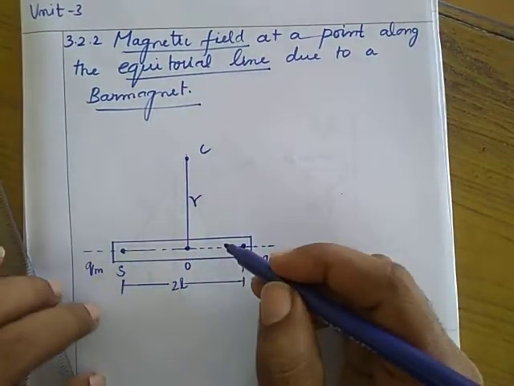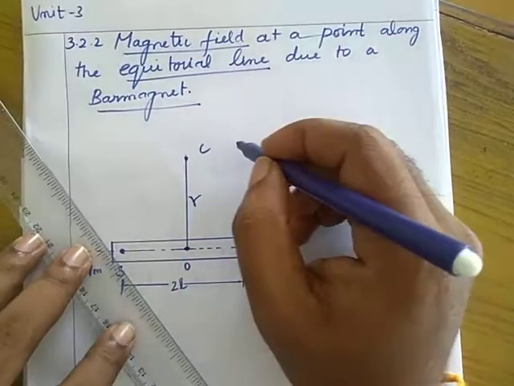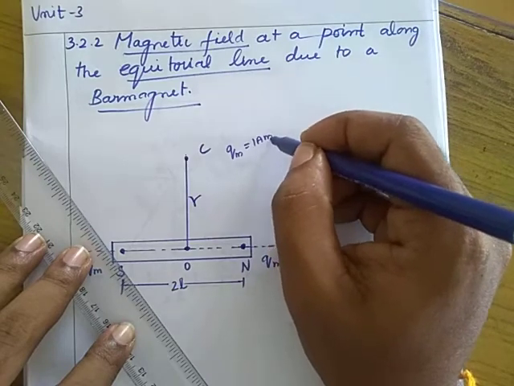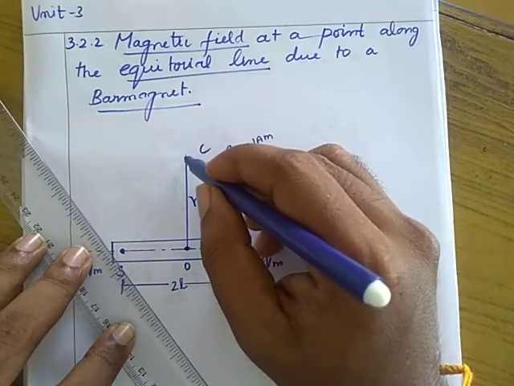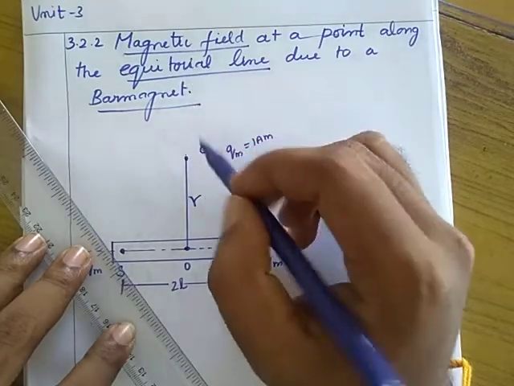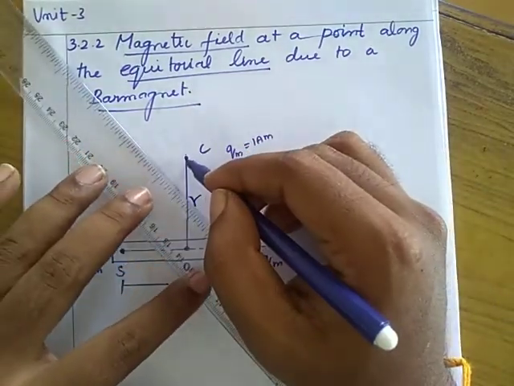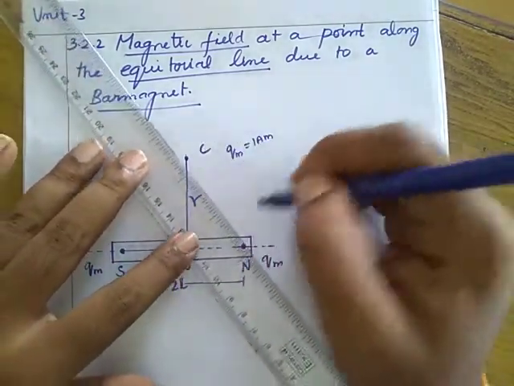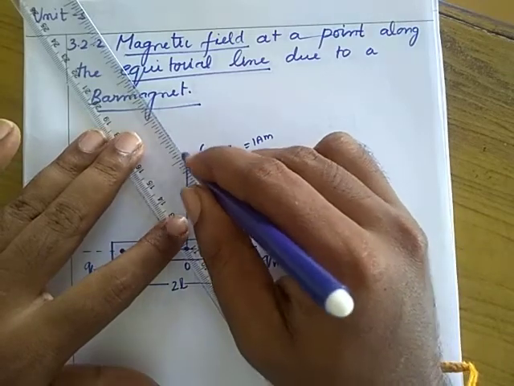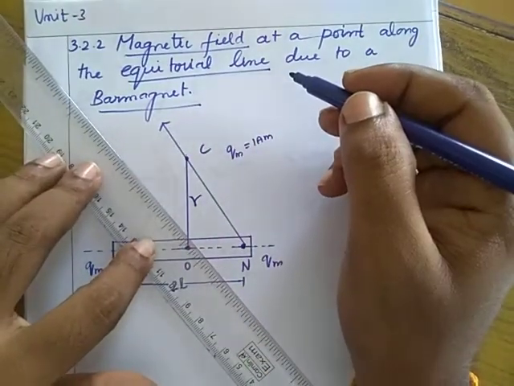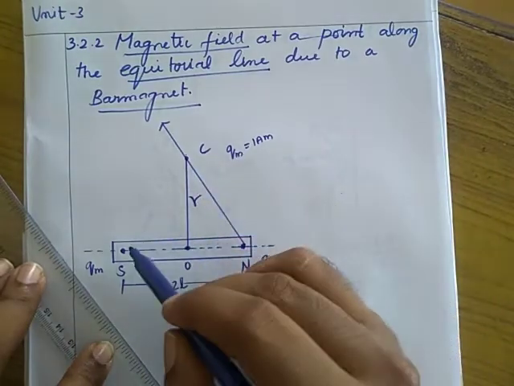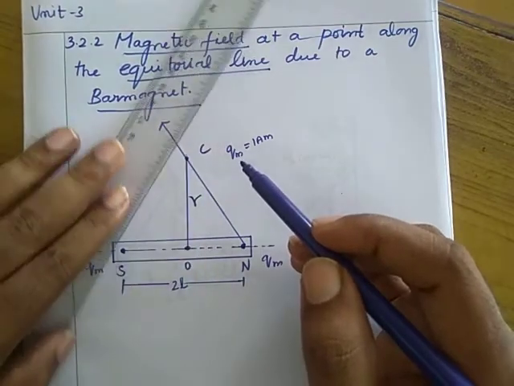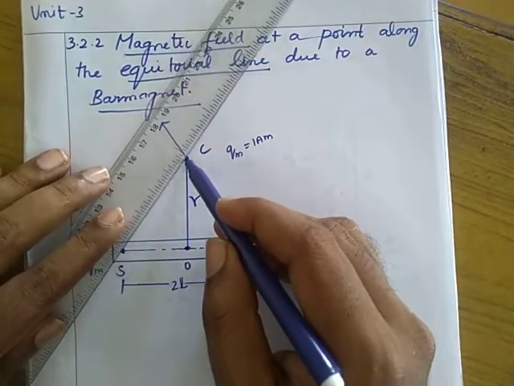Then I put a unit north pole of pole strength Qm equal to 1 ampere meter. It is a unit north pole placed at point C in order to find the magnetic field at the point C. After placing the unit north pole, the north pole of the magnet will repel this north pole, attaining a force Fn, and it moves in this direction. Then the south pole is there. The south pole attracts this north pole, and it attains a force towards this direction.